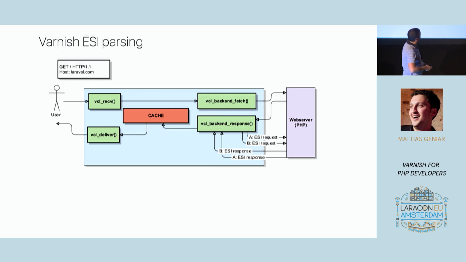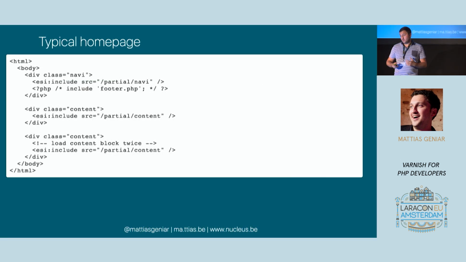The same kind of routine, but slightly differently structured. So your client is requesting Laravel.com. It hits the VCL receive, where you can normalize the input. Does a cache lookup? It doesn't exist, so it does a backend fetch. And your PHP is going to be hit to generate this response. That PHP code is going to deliver the HTML that I've just shown, so this.